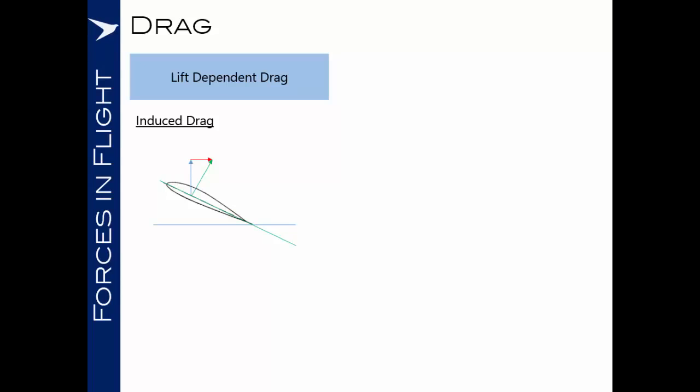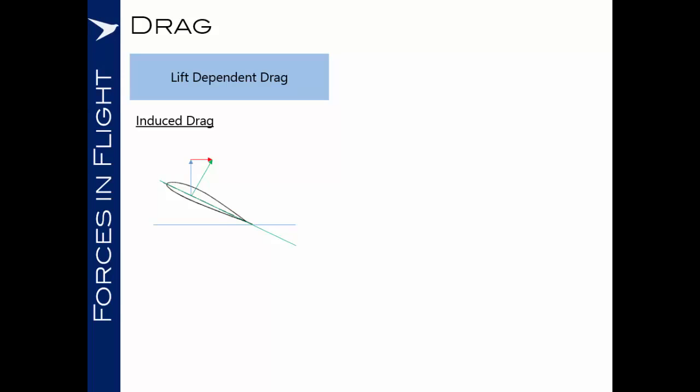If you can think of induced drag in these terms, you can imagine that as we increase our angle of attack, and therefore the amount of lift that we're generating, this green arrow will be angled further and further backwards, and therefore the magnitude of that red arrow that we're seeing here will be greater.